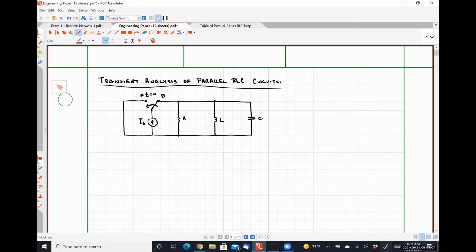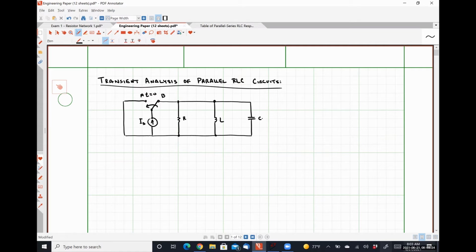If this is a DC circuit, the inductor looks like a short circuit, the capacitor looks like an open circuit. So all of the current flows through the inductor, shorting out the resistor and effectively shorting out the open circuit of the capacitor, right? So there's energy stored.